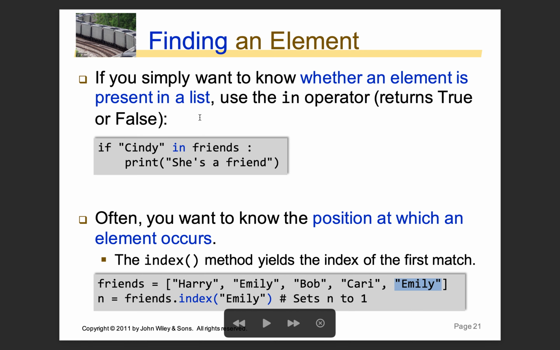Similarly with this in operator, if Cindy appeared multiple times in the list, well then the data Cindy appears in the list, and so this is true. So this one will just return true or false if the data is in the list. It doesn't matter how many times it's in the list. The index method will return the index of the first match, even if there are multiple matches, just the first one.